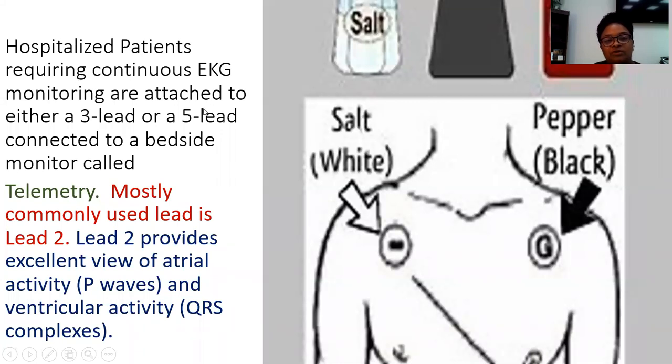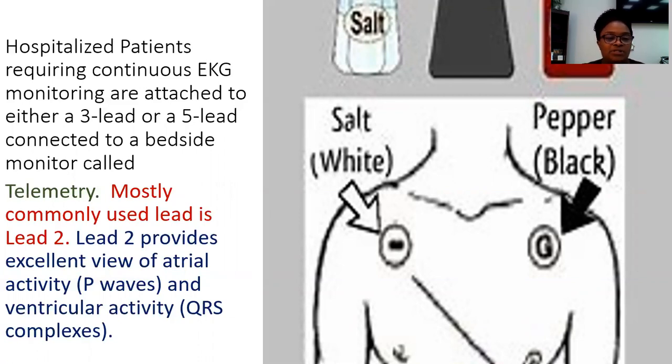Now, hospitalized patients that require continuous EKG monitoring are attached to either a 3-lead or a 5-lead EKG. So they won't have a full 10 leads. And so they will be on what's called telemetry. If you've ever been in a hospital, there's usually a whole wing that is just the telemetry floor. And you'll notice someone sitting at the nurse's station called your telemetry tech, where they will be watching all the monitors of the patients.